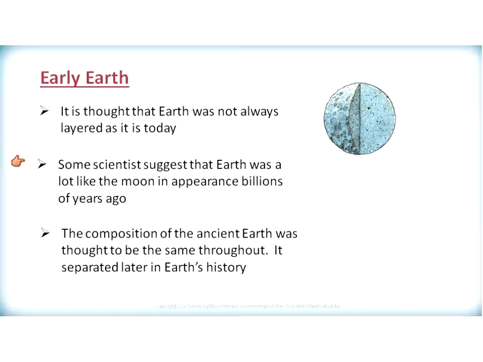Some scientists suggest that Earth was not like the Earth as it is today, but much like the Moon. The composition of the ancient Earth was thought to be the same throughout, and therefore separated into layers later in Earth's history.